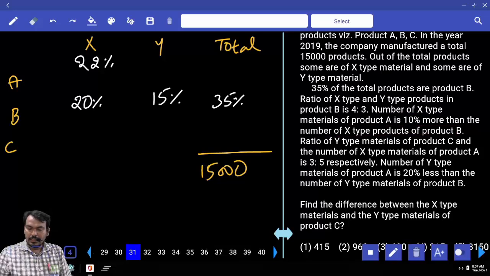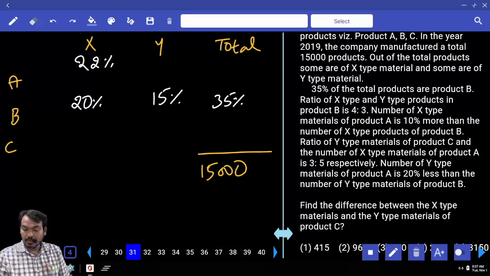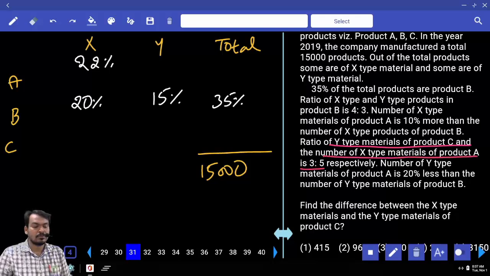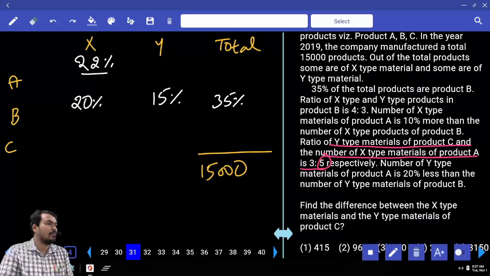Next, the ratio of the Y type metals of product C and the number of X type metals of product A is how much? 3:5. Means 5 parts is how much? 22%, or not? Every 1 part, 4.4, or not? Yes or no? 1 part 4.4. Then 3 parts 13.2. That 13 point is the C Y value, or not?